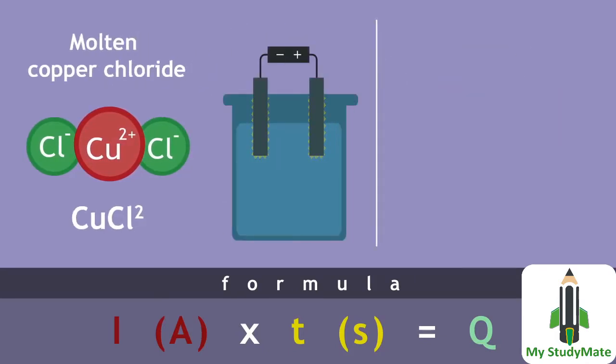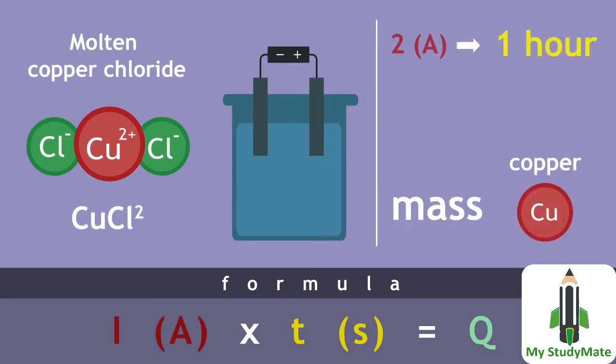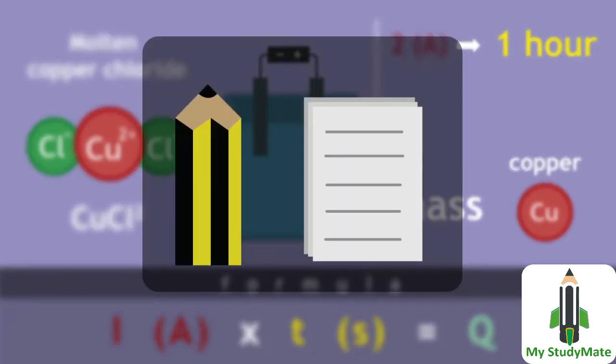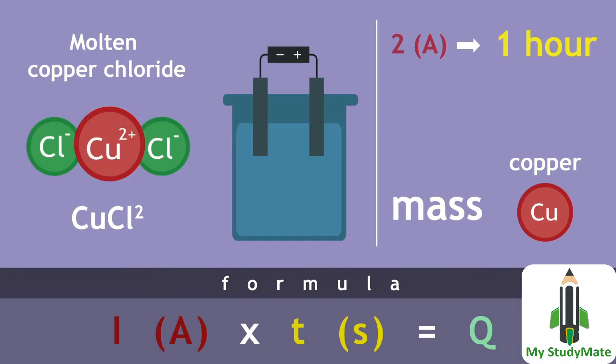Let's say that the copper chloride is electrolyzed using a current of 2 amps at room temperature for 1 hour. Using this information, we can calculate the mass of copper produced. You might want to have a pencil and paper ready for the next part. Pause the video and continue when ready.